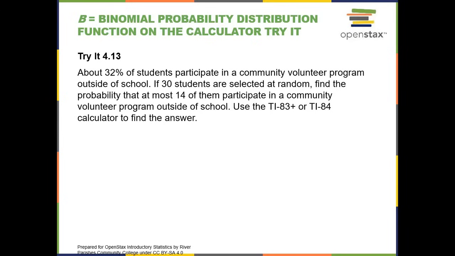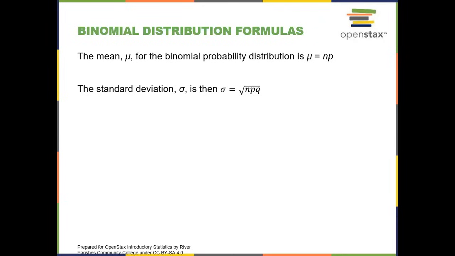Number of trials is 30. Probability of success is 0.32. And your X value, 14. Okay, you want to add from 0 to 14. You go down to paste. Remember, when your cursor is flashing on paste, you have to hit enter twice. And the answer is 0.9695.